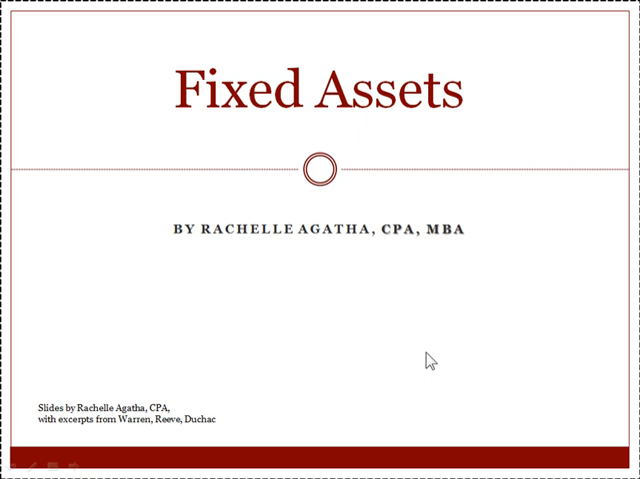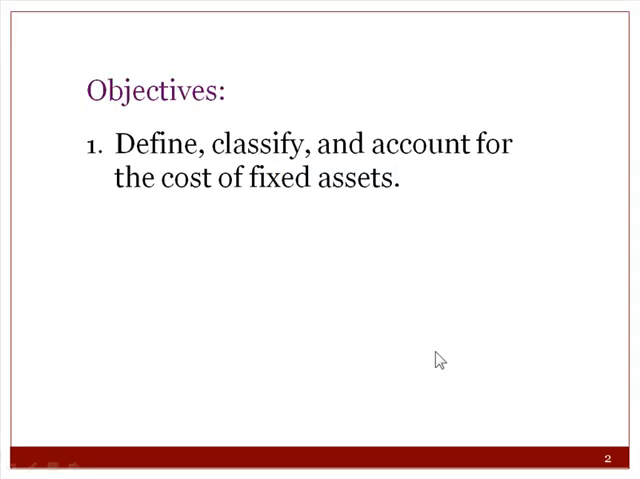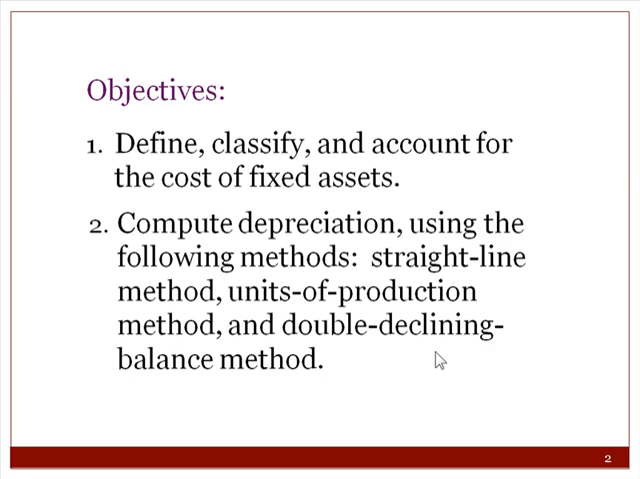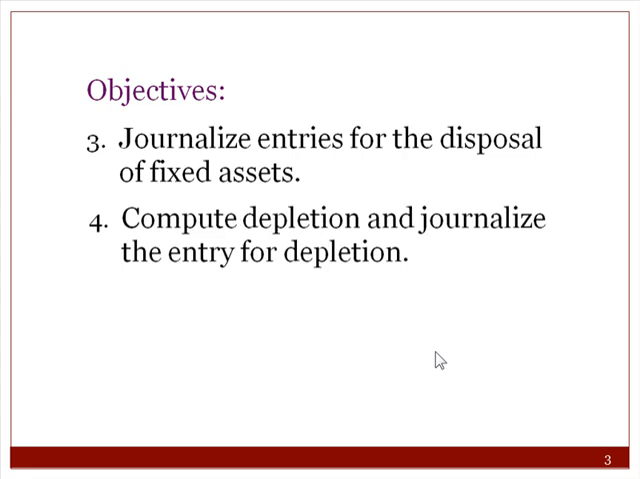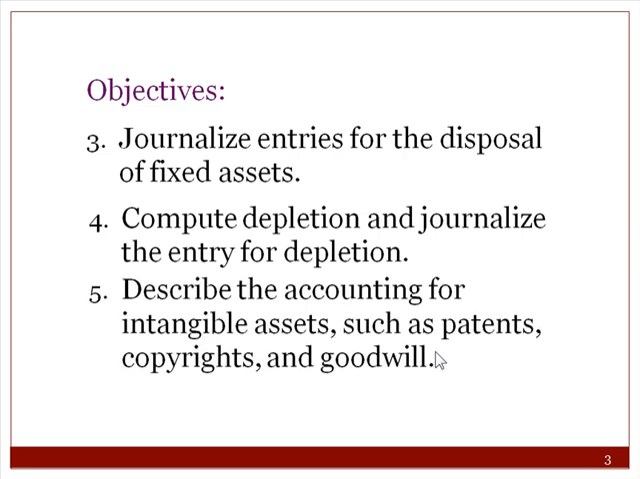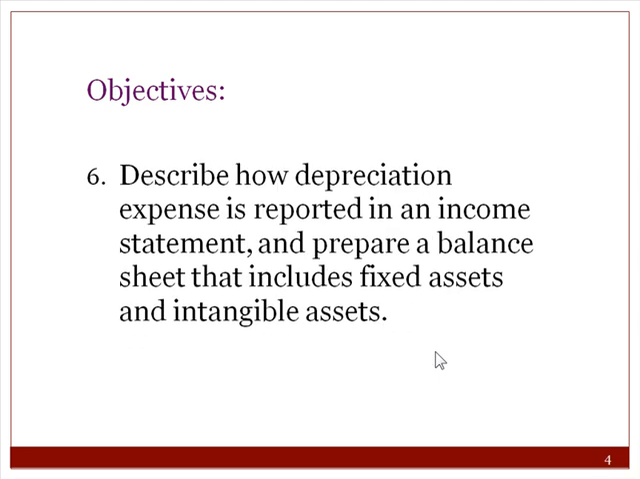Fixed assets are also known as property, plant, and equipment, or PP&E, and there are several objectives in this lecture. We want to learn how to define and classify and account for the cost of fixed assets, compute depreciation using several different methods, journalize entries for the disposal of fixed assets, compute depletion and journalize the entry for depletion on intangibles, describe the accounting for intangible assets such as patents, copyrights, and goodwill. Describe how depreciation expense is reported in the income statement and prepare a balance sheet that includes fixed assets and intangible assets.